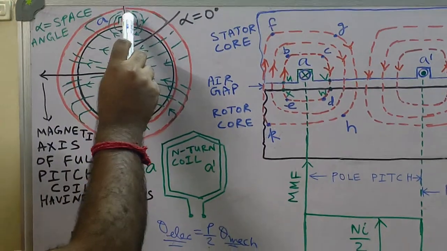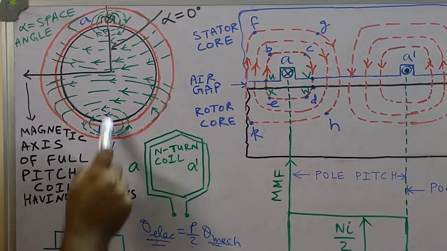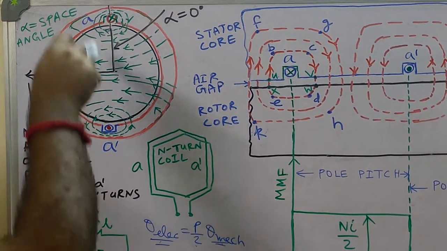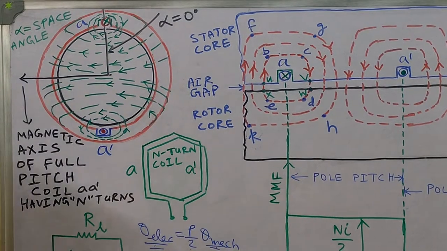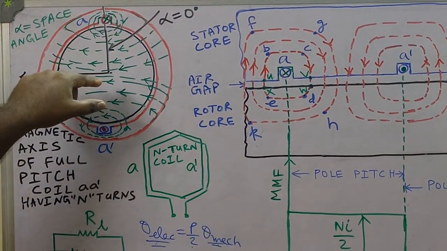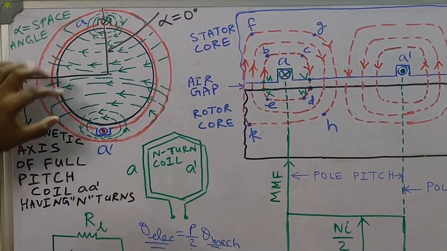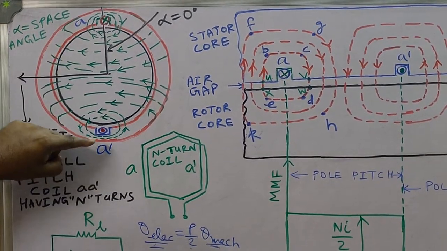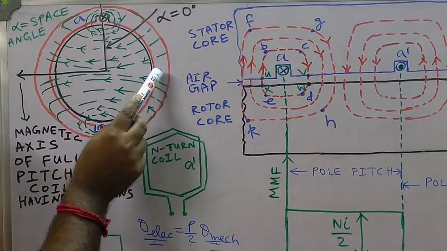Now this single coil A A dash, which is a full pitch coil but having n number of turns, is placed diametrically opposite, since we have taken the number of poles to be 2. Now let me add a little thing. If this would have been a 4 pole machine, in that case the slots A and A dash would not be placed diametrically opposite, rather they would be placed at a mechanical angle of 90 degrees away.